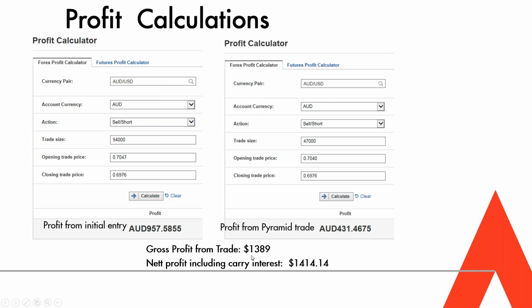So gross profit from the trade, $1,389. Net profit, including the carry interest we were receiving, was $1,414.14. So a very profitable carry trade for a short seller on the Aussie US dollar, and it is a great example of a carry trade in that we are being paid interest. We're not having to pay it out. So that is a short sell example, in conjunction with a carry trade.